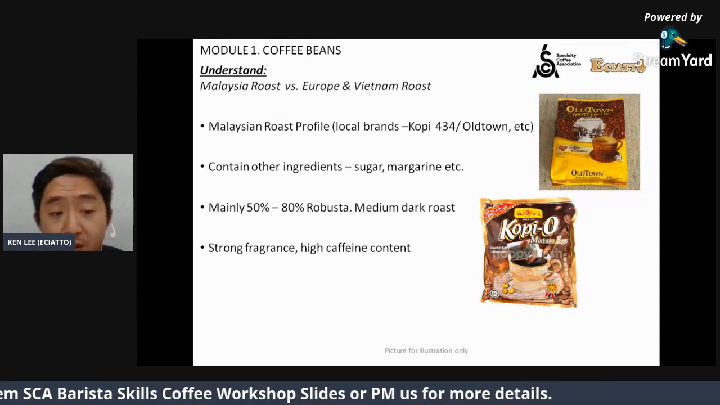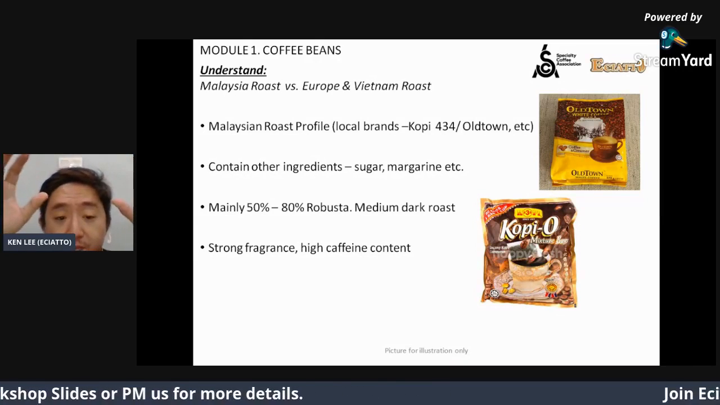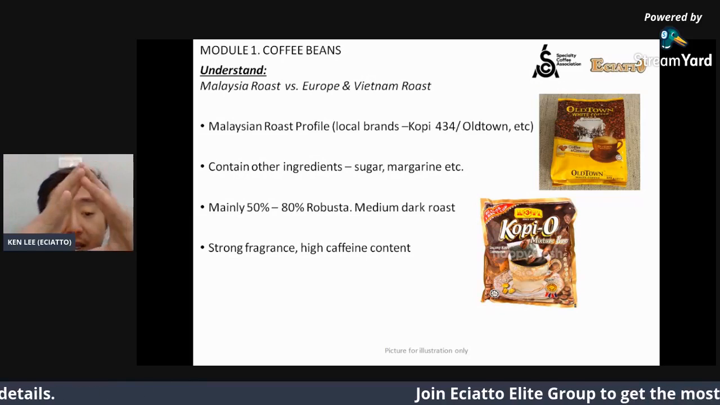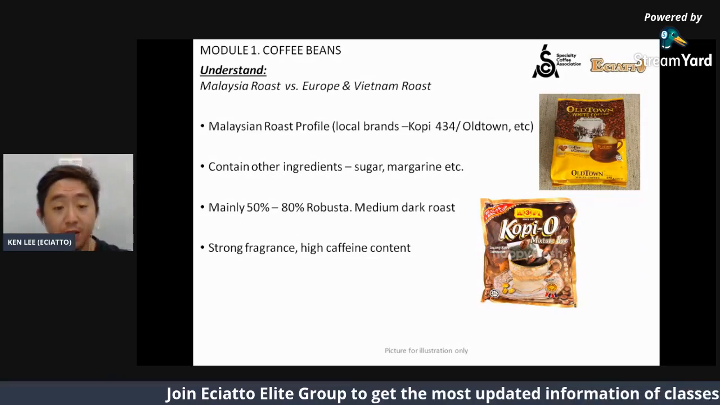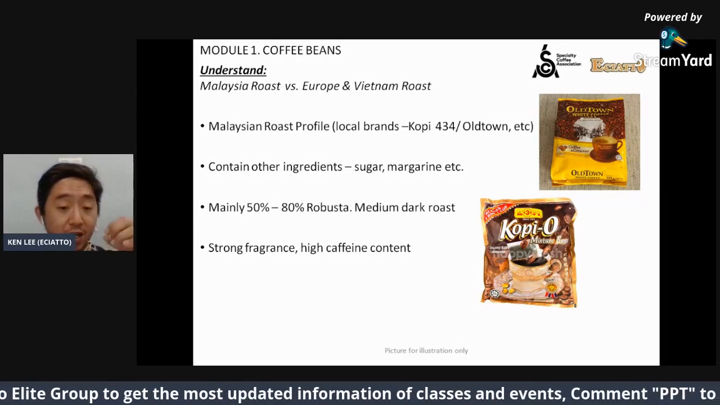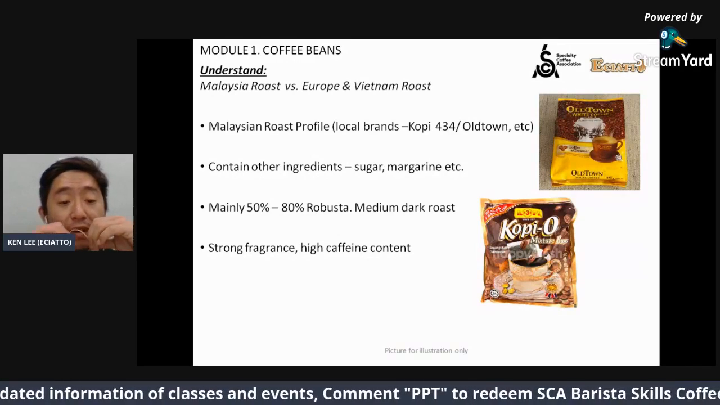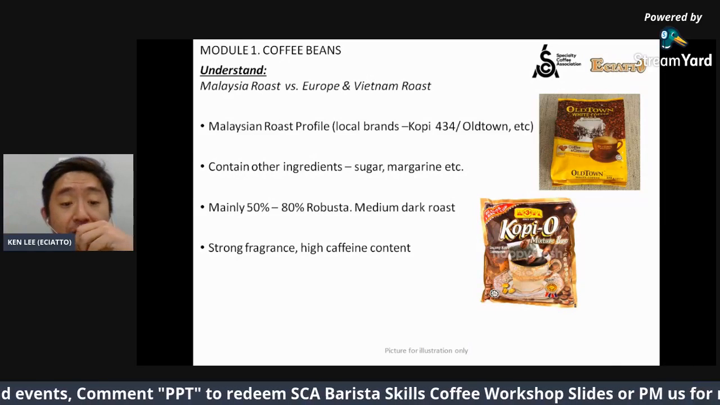So when they roast local coffee beans, they will have other ingredients such as sugar, margarine, sometimes corn. Then mainly the coffee they use for our local roast is Robusta. Of course, some suppliers or brands mix in some Arabica as well, to develop the taste profile that they want. So it's a very strong fragrance coffee with very high caffeine content.